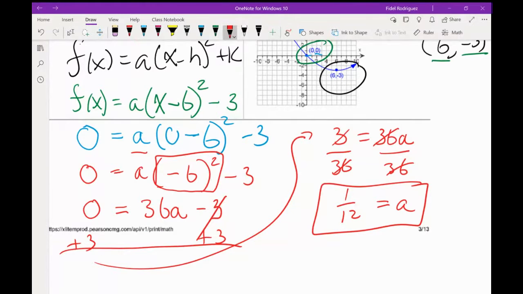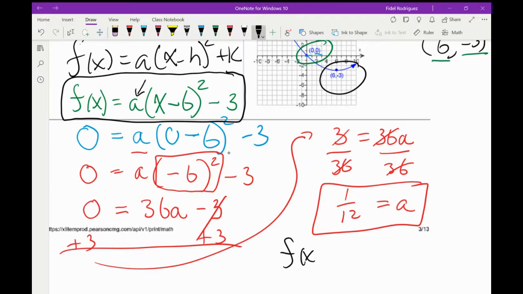Okay, so now at this step, what I'm going to go ahead and do is come back to the problem that we had right here. Okay, and if you notice, here is my A number. So what I'm going to do is just fill that number in. I'm going to put the 1 over 12 and then x minus 6 squared minus 3.